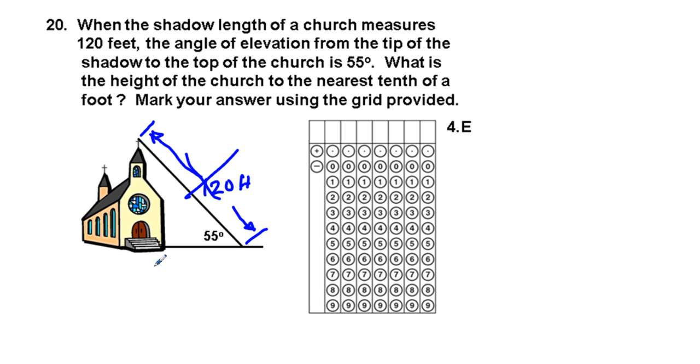Shadow length is along the ground. So we're going to mark 120 feet along the ground. That's where the shadow resides. So we got 120 feet there. We want to find the height of this church. And let me erase this here.